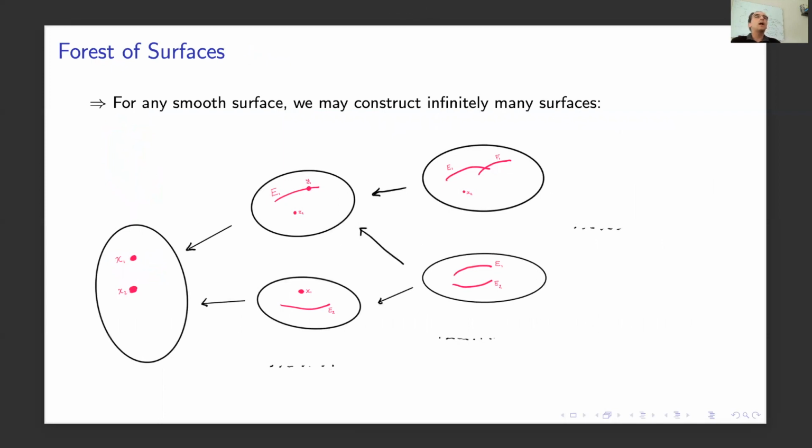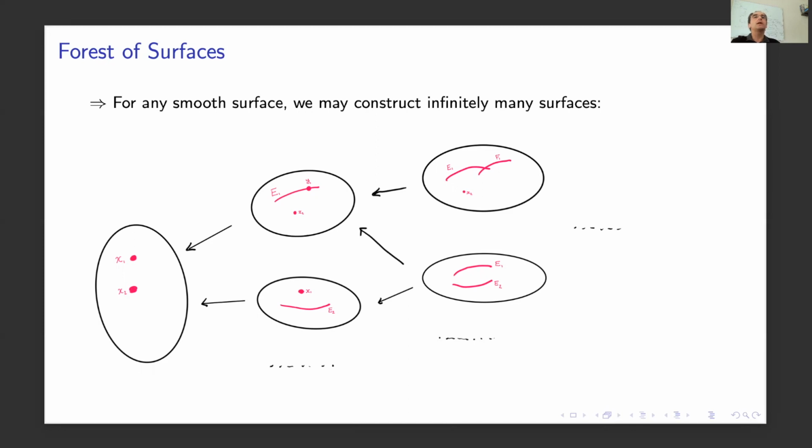Okay, so now we see why we can find a forest of surfaces. The reason is because if we start from any given smooth surface, then we can find many more by applying this single process that we explained just now. So for instance, let's take 2 points instead. What I could do is to blow up both of them, and I get a new surface, which maps over the blow up of each of the points we consider.